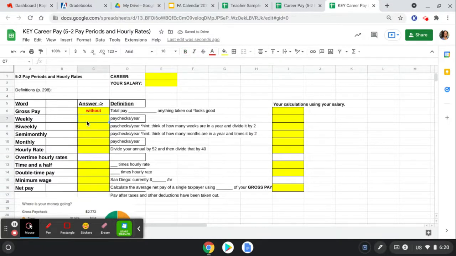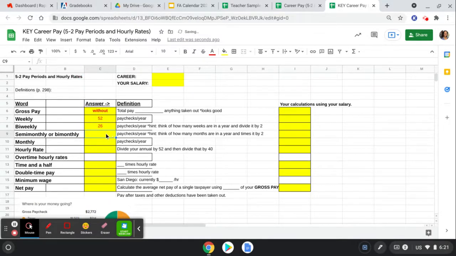Okay, weekly pay is when you have 52 weeks per year, because there's 52 weeks in a year. Bi-weekly is every other week. So it says right here, think of how many weeks there are in a year, 52, and divide that by 2. So this is our 26. Semi-monthly, there's another word that means the same thing, or bi-monthly, is different than bi-weekly. It means you get paid twice a month.